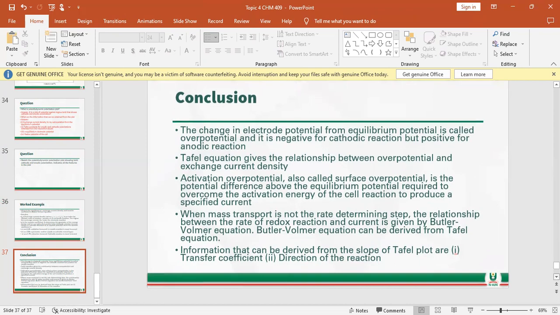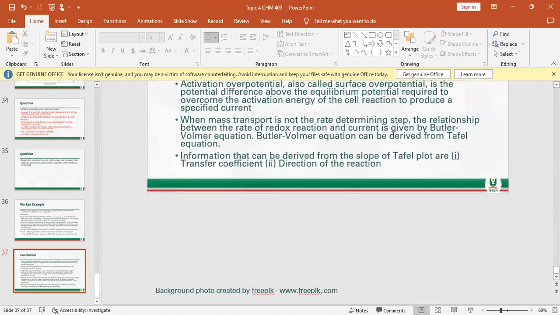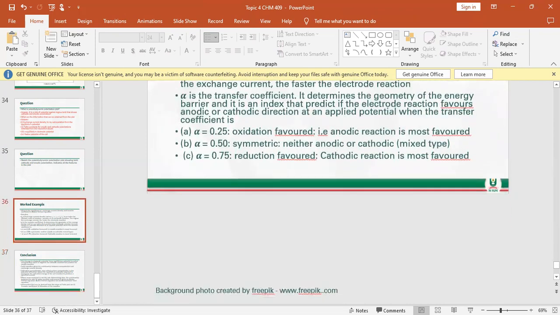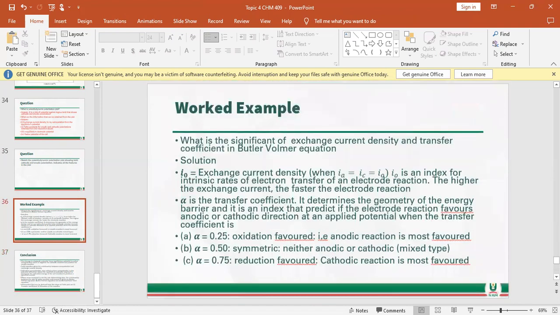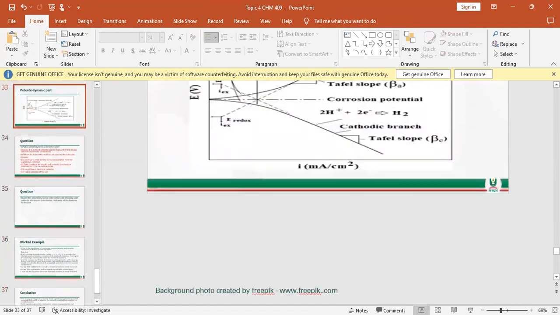We can say that in the next class, we should continue this concept. We shall continue to treat some questions before we go on to the next topic.